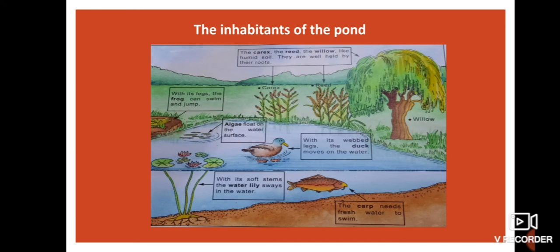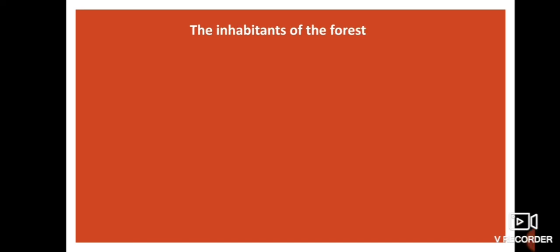Some animals of the pond are the frog, the duck, and the carp. The frog can swim and jump with its legs. The duck moves on the water with its webbed legs, and the carp needs fresh water to swim. Each habitat has its inhabitants.